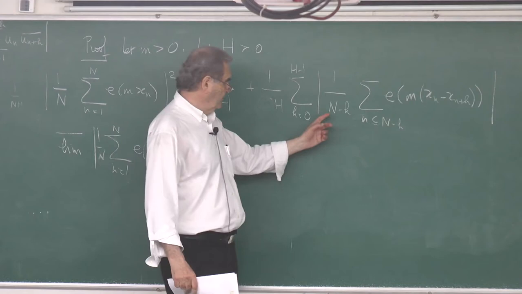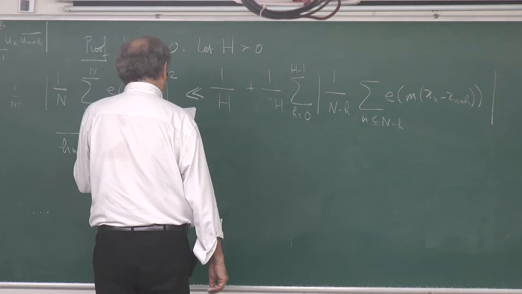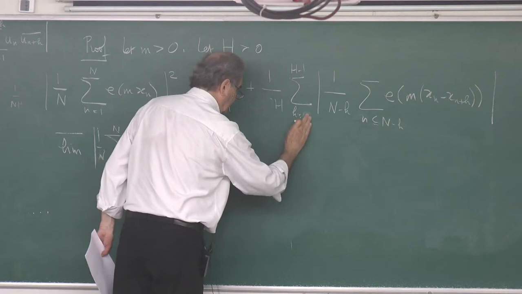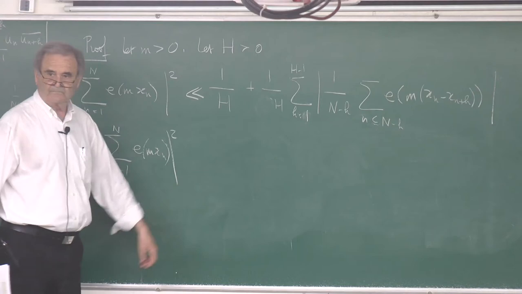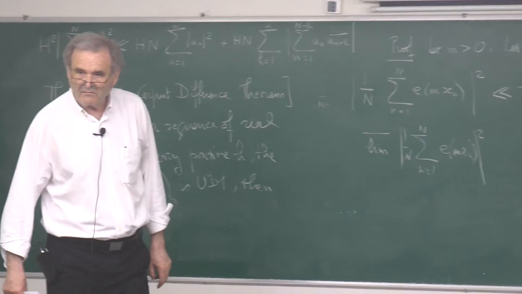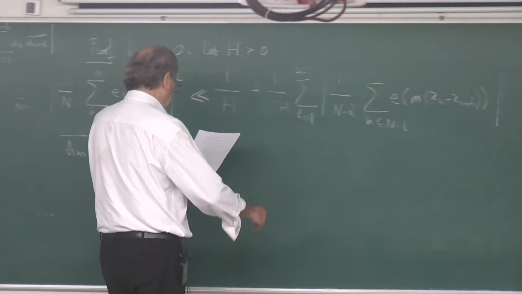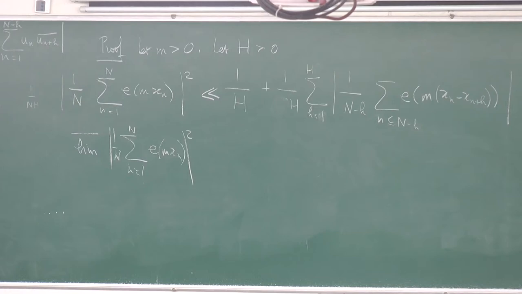You see, for any positive h, there is something which is wrong here. Why is it wrong? It should be h equal to 1. The h equal to 0 is just the diagonal, and it's here. This h is equal to 1 here. Maybe 1 to capital H, yes. Okay.